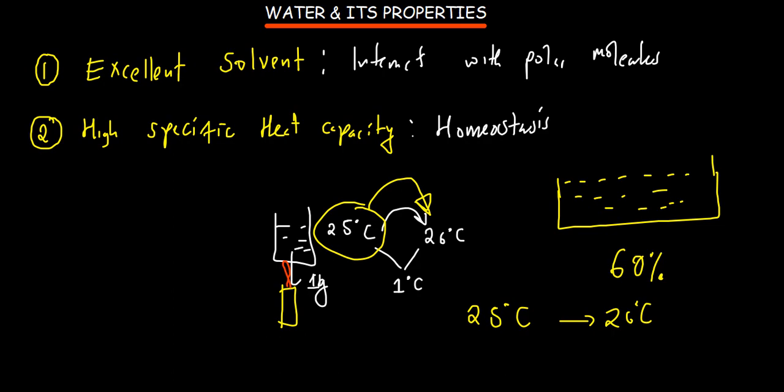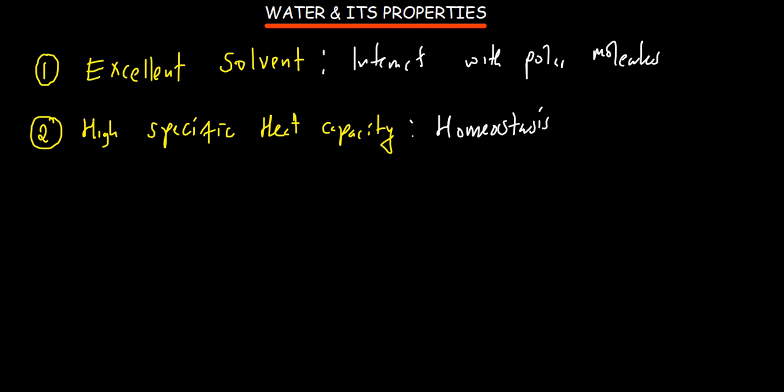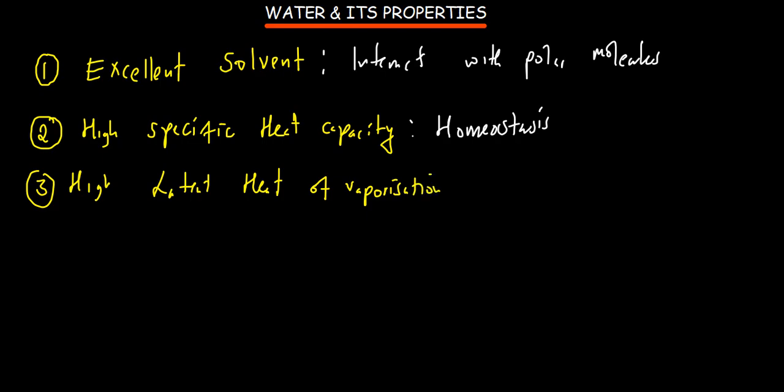The third property of water that we should be aware of is that water has got a high latent heat of vaporization. Now, latent means hidden. Vaporization is to change a liquid into a gas. So what happens is this.